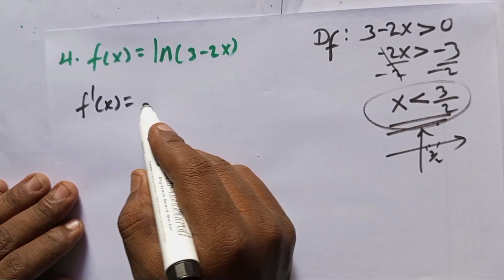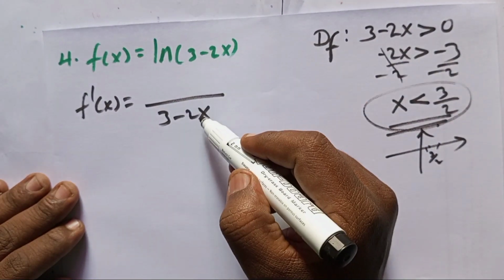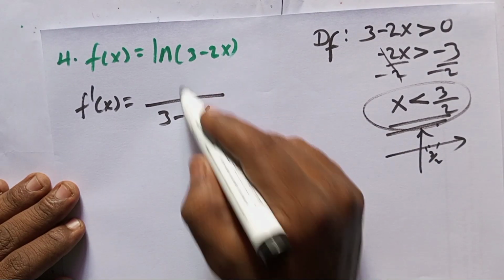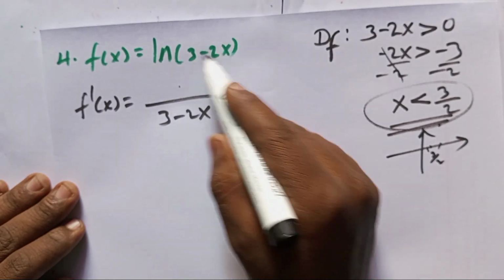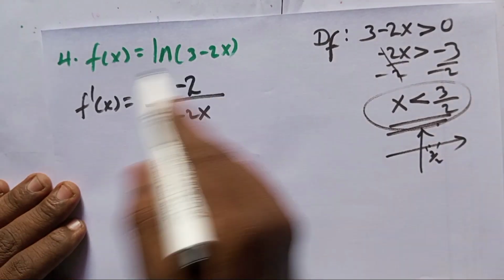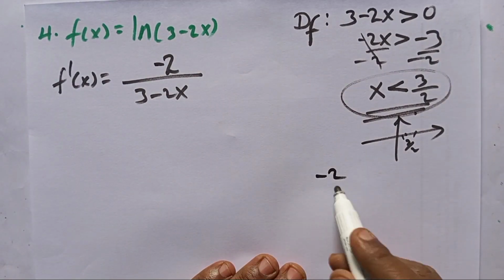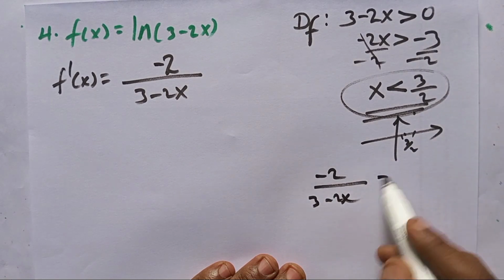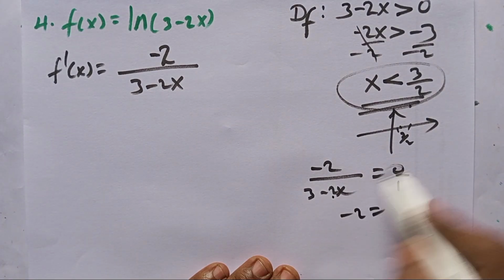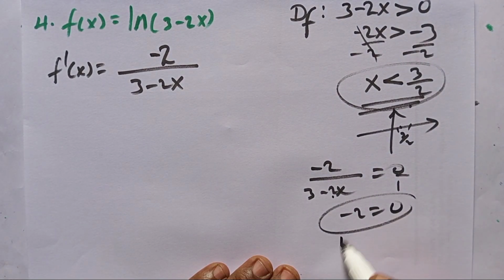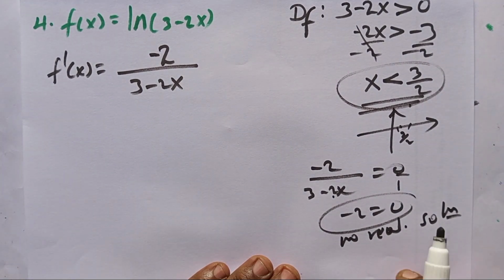The derivative of ln x is 1 over x. በx ቦታ 3 minus 2x አለ። ዘን ዘ ዴሪቫቲቭ ኦፍ ዘ ኢነር ዋን፣ ቼን ሩል የተጠቀምን ነው። 1 over 3 minus 2x, times the derivative of the inside, 3 minus 2x, which is negative 2. This one is the derivative of this function. Now let's set it to 0: -2 over 3 minus 2x is equal to 0. Make it criss cross: -2 is equal to this product multiplied by 0, which is 0. So no real value, no real solution. It has no real zeros.